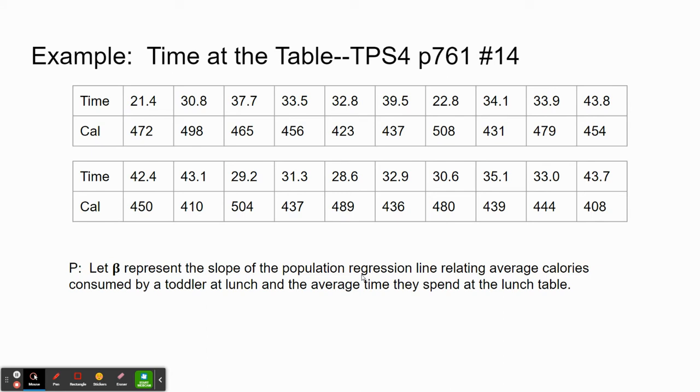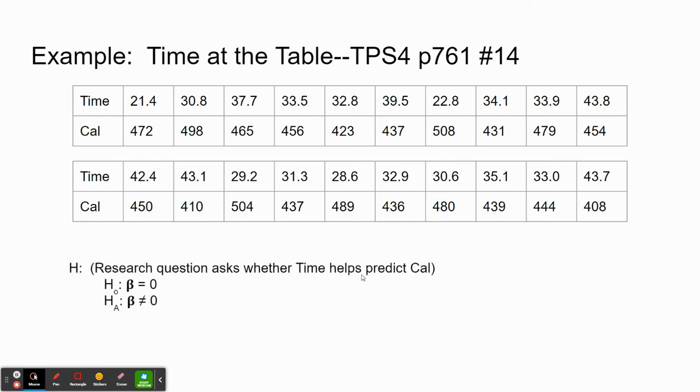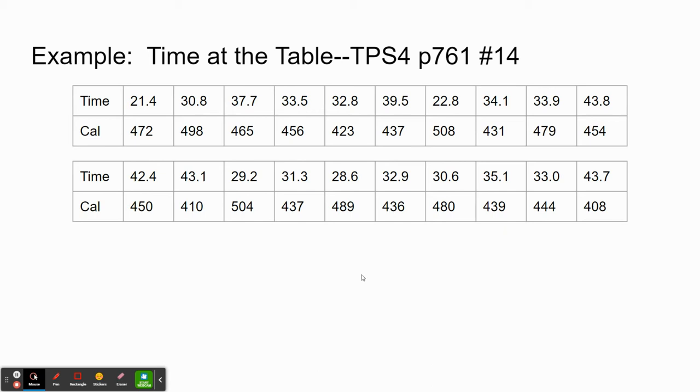So we're going to let beta represent the slope of the population regression line, if you did all the toddlers in the world, relating average calories consumed at lunch and average time spent at the lunch table. The research question asks whether time helps predict the calories. Our null hypothesis is that beta is equal to 0, meaning that it doesn't help predict calories. The alternative is that it's not equal to 0, meaning that we can use it to help predict calories.